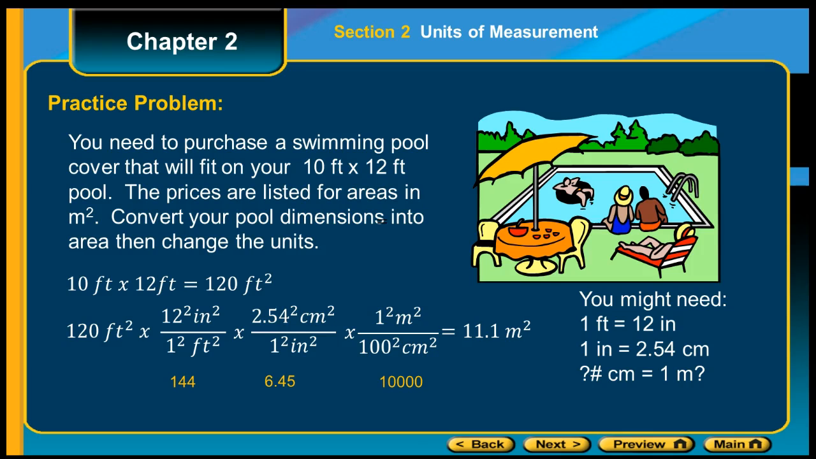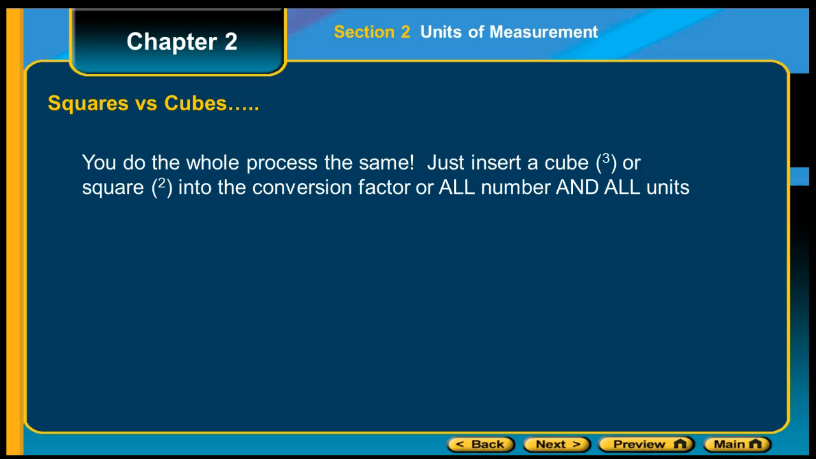It's the same setup as we've done before. You're just now squaring the units because we have an area, so we have foot squared. You do the whole process the same, you just cube it or square it, and do this for both the conversion factor and all the numbers.